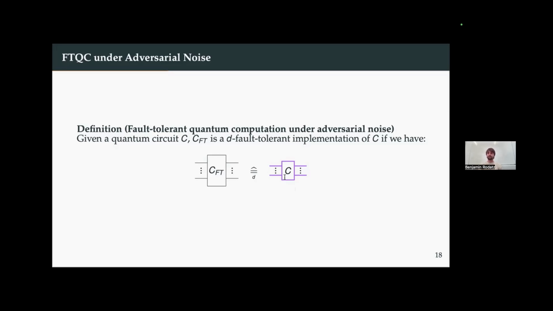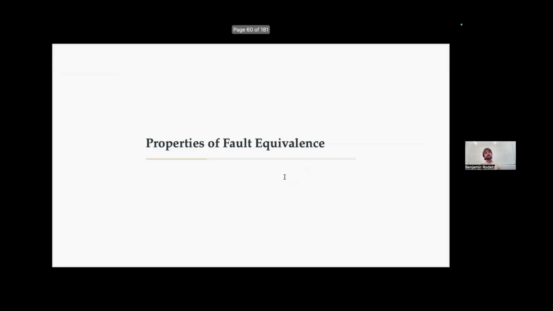So we've now defined fault equivalence as this notion of thinking about the behavior of circuits under noise, and we're trying to make the case that this is very useful to think about. Now, what are the properties of fault equivalence?